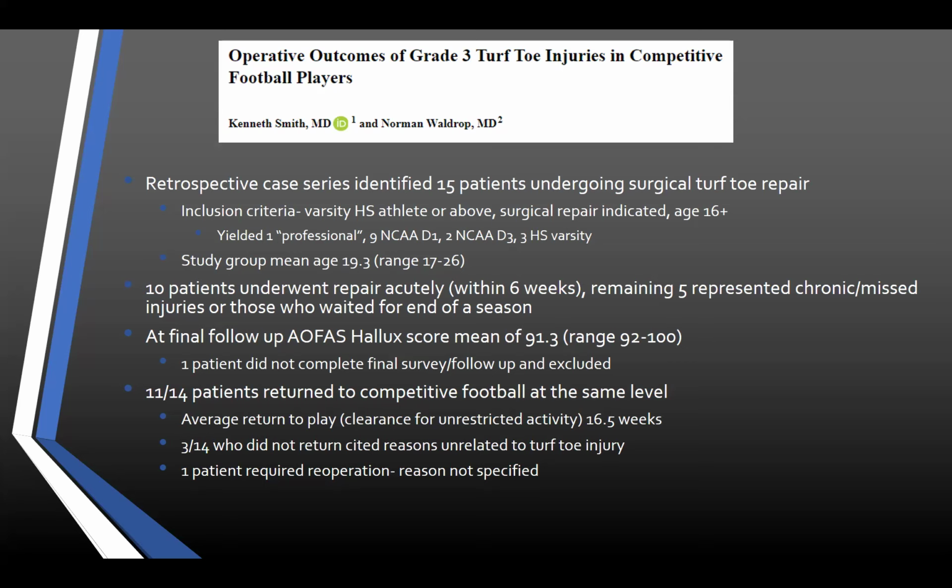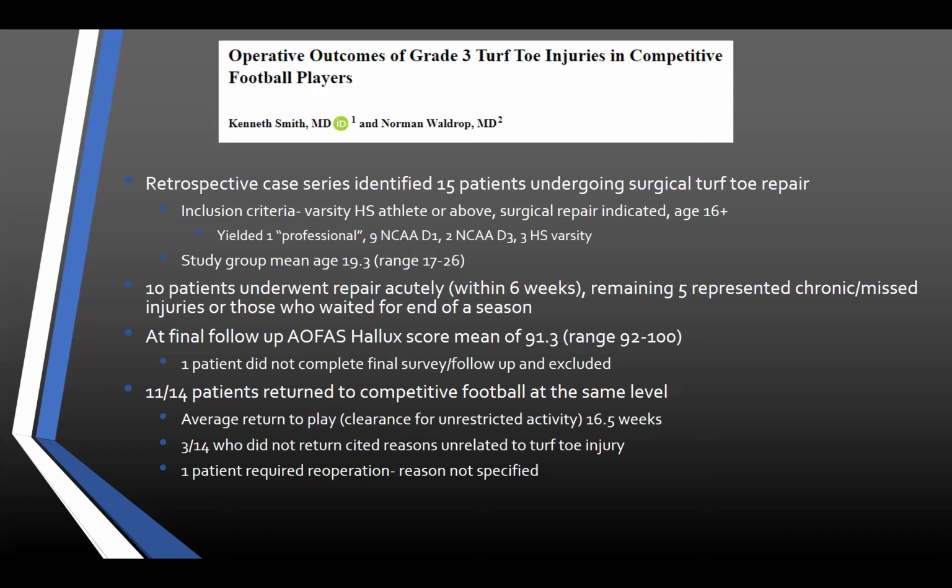Ten of these patients had surgery acutely, within 6 weeks of sustaining their injury, and the remaining 5 were reported to be a mix of those who either elected to wait, for example, wait for the season to be over to have their surgery, or had a misdiagnosed or missed injury that presented later. At follow-up, they reported on the AOFAS Hallux score, and they found that their mean score was 91.3 with a range of 92 to 100.